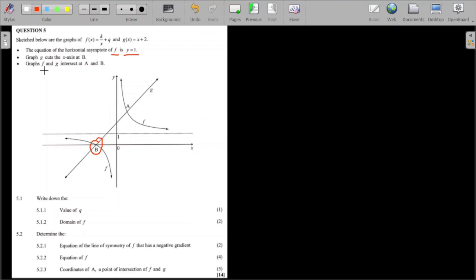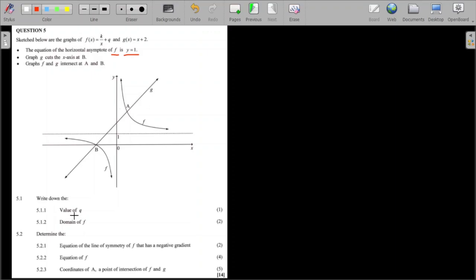And graphs f and g intersect each other at what? At A. So what is happening here? We call this point a point of intersection because both of the graphs intersect at this specific point. Probably you remember that when we have the point of intersection, that's where we equate both graphs. But we're going to get there. Probably they're going to ask us that type of question the more we move on. Now, let's answer the questions.